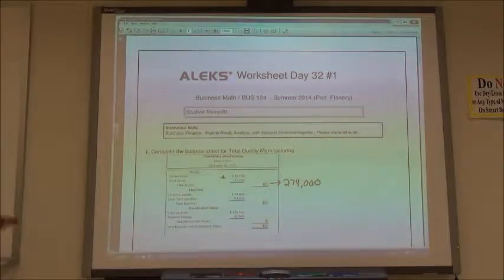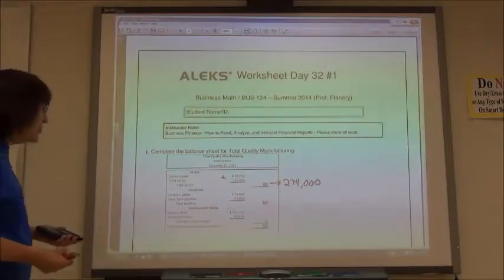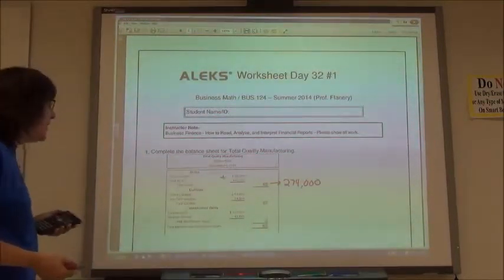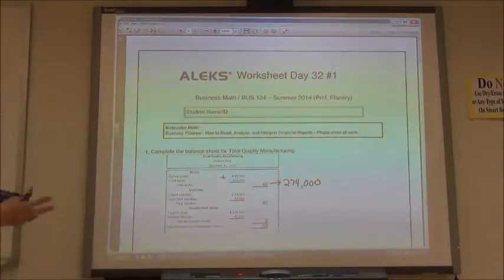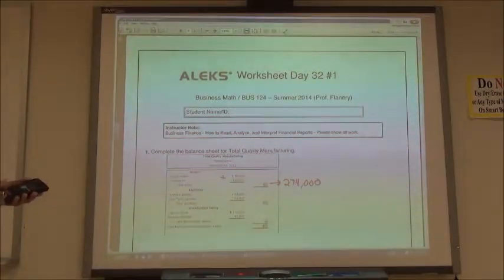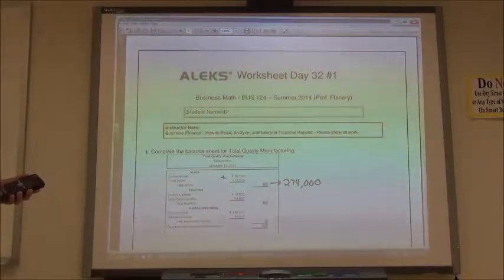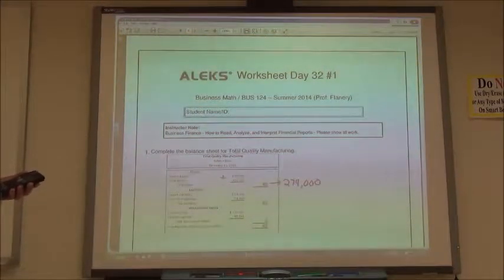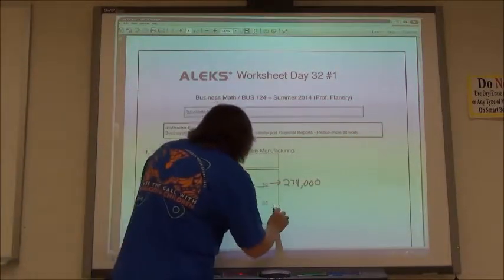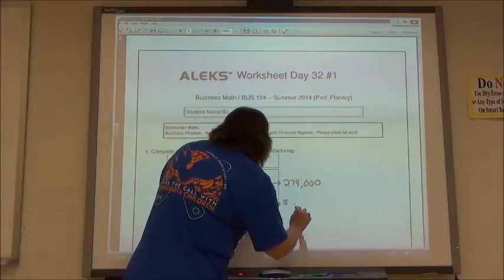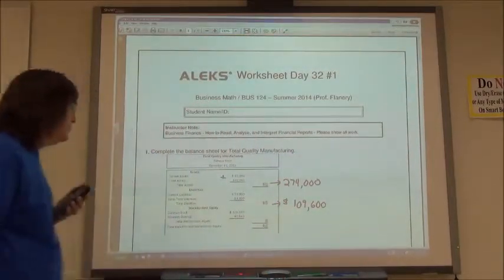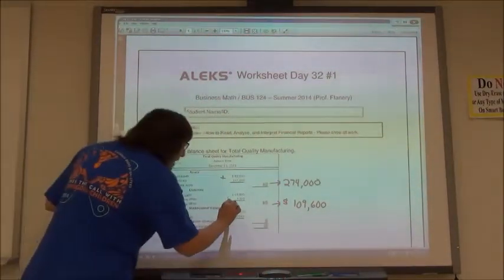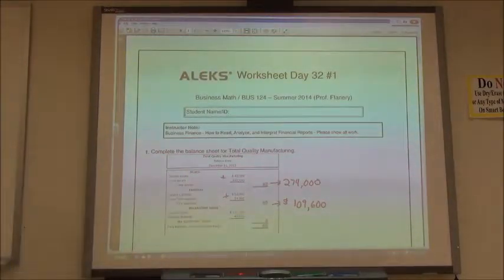Then I have my liabilities. Where do I owe money at? I have my current liabilities and my long-term liabilities. So again, I'm just going to find the total of my liabilities. So I'm going to add those two things together. I have 54,800 plus another 54,800. And so my liabilities would be 109,600. So again, I just added those two values together.